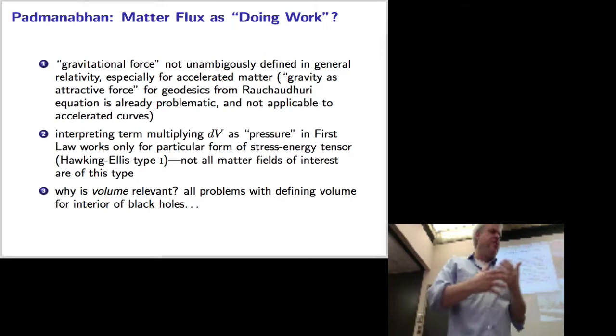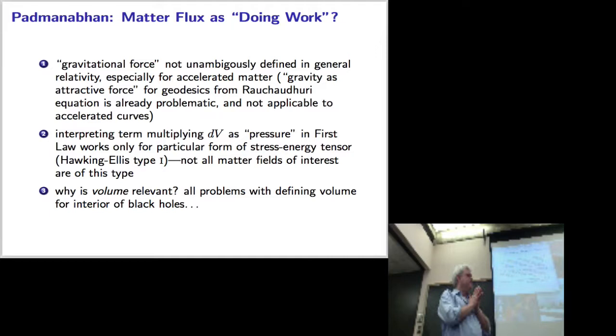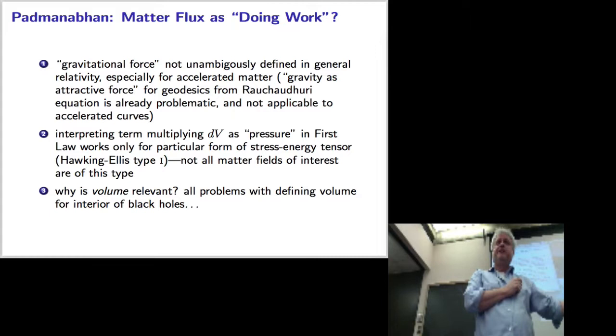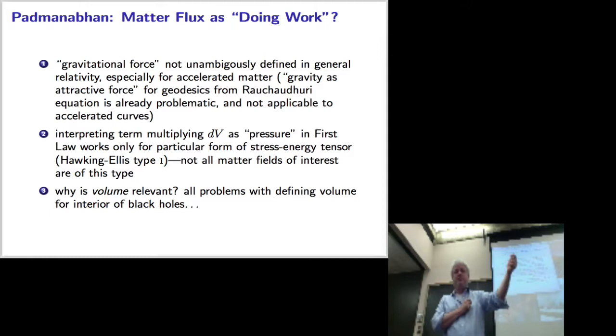It's also just not clear to me why volume is relevant here at all for characterizing a gravitational work term, when in thermodynamics, the definition of entropy is defined by heat exchange. Heat exchange is defined by total energy minus work. So if we really want to be talking about something like a thermodynamical entropy, and we know that entropy is supposed to be proportional to area, it's not clear what this volume term is doing here.